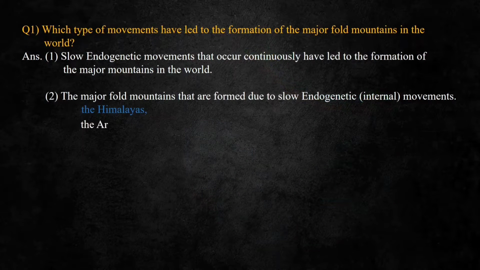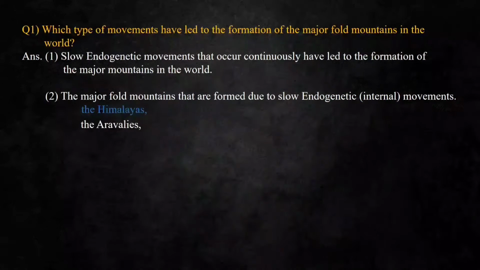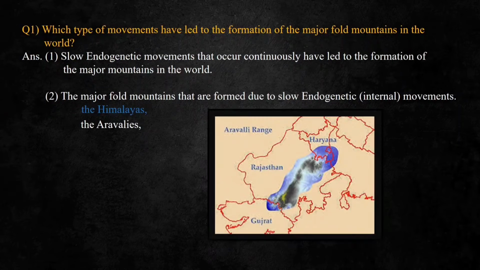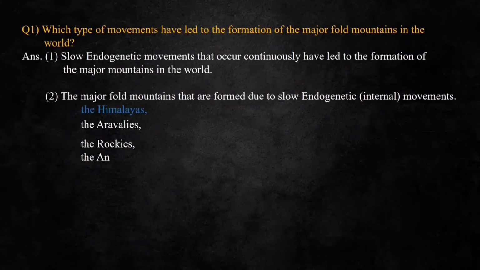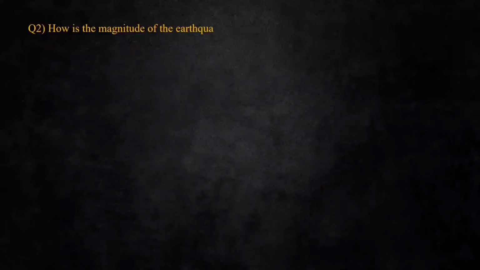The next is the Aravallis. Same here in the map, the colored part we will consider as the Aravalli ranges. And the next are the Rockies, the Andes and the Alps. Okay, so the fold mountains have formed because of slow endogenetic movement. Moving on to the next.